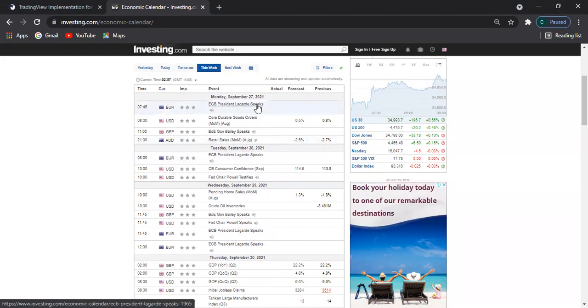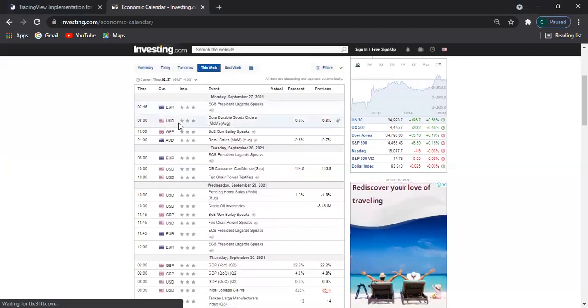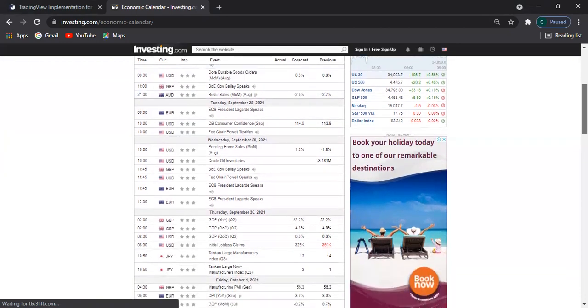So for the Euro, we're going to have President Lagarde speaks. I think that's already passed. So we're going to have core durable goods orders for the US. We're going to have retail sales for the Aussie. I think this is the strongest fundamental of the day, the retail sales.